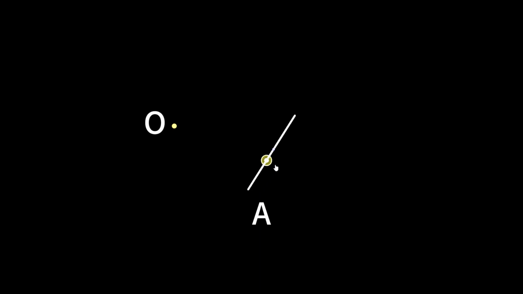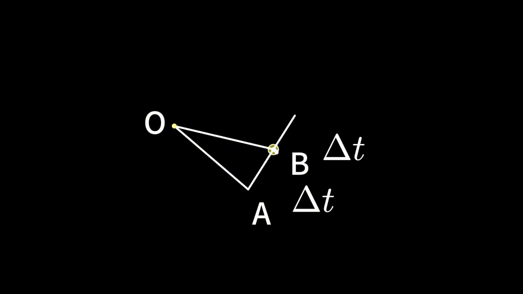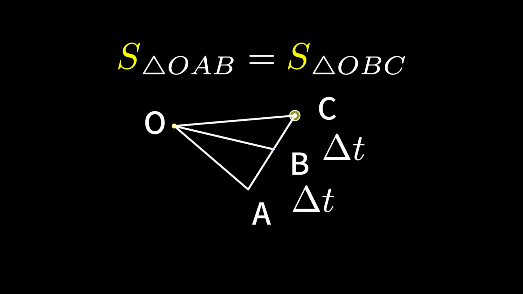Suppose a planet is indeed moving in a straight line and travels from point A to point B in a certain time. According to the principle of inertia, in the absence of external forces, it will move to point C in the next interval of time. If we take point O as the reference point, these two triangles have equal bases and the same height, so their areas are equal. In other words, if the planet moves in a straight line, Kepler's second law naturally holds true.